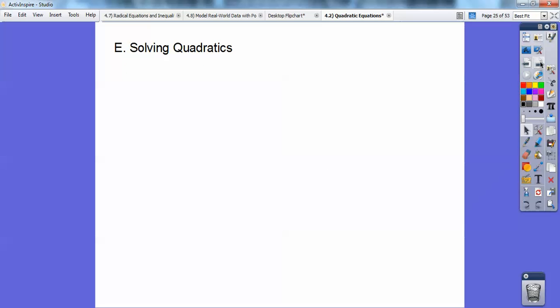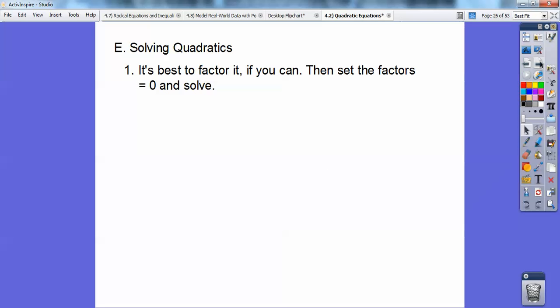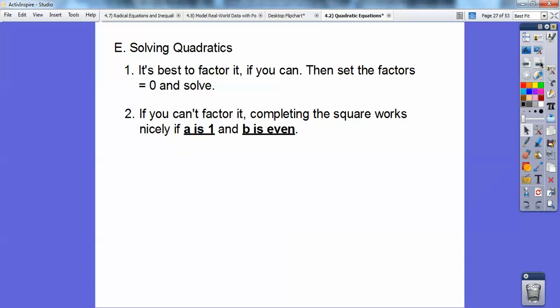Now, solving quadratics. If you can factor it, that's the best way to solve quadratics, you guys. Set the factors equal to 0. It's the quickest, most efficient way. I have students that want to use the quadratic formula all the time, and no offense, but you guys lose the negatives. There are too many numbers involved, and if you're not careful, and I'm not careful, you can see in my lessons, I make mistakes all the time. I use that as a last resort.